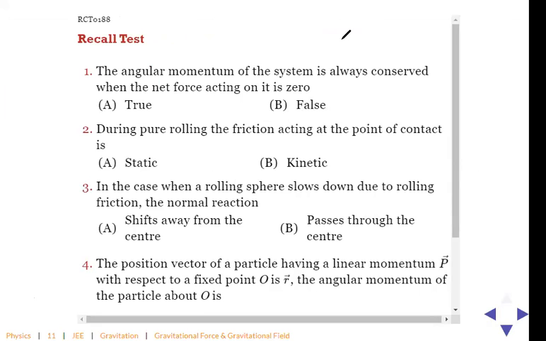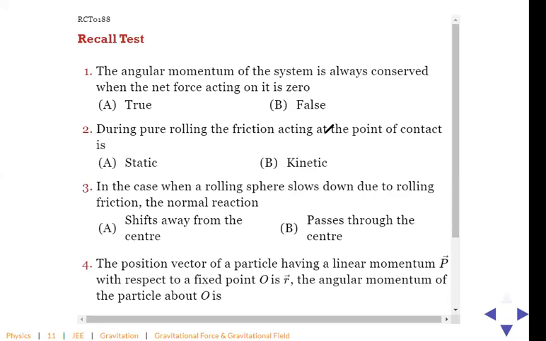So tell me, these are the concepts that we have studied in previous chapters. The first concept: the angular momentum of the system is always conserved when the net force acting on it is zero. Tell me, true or false? Okay, Malik, very good. Okay, Pranjal.